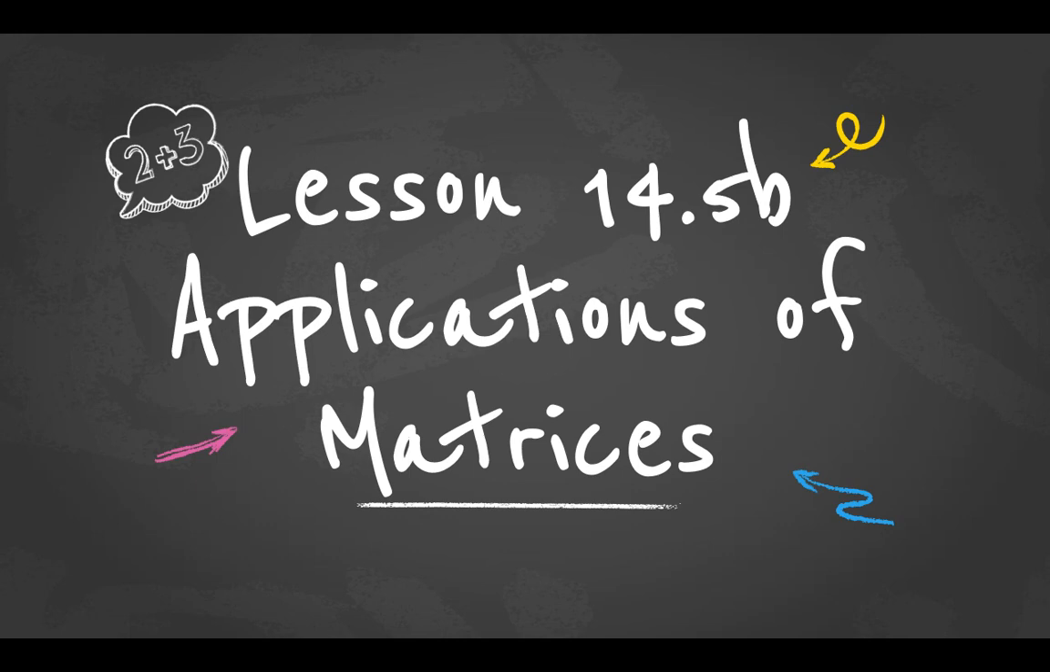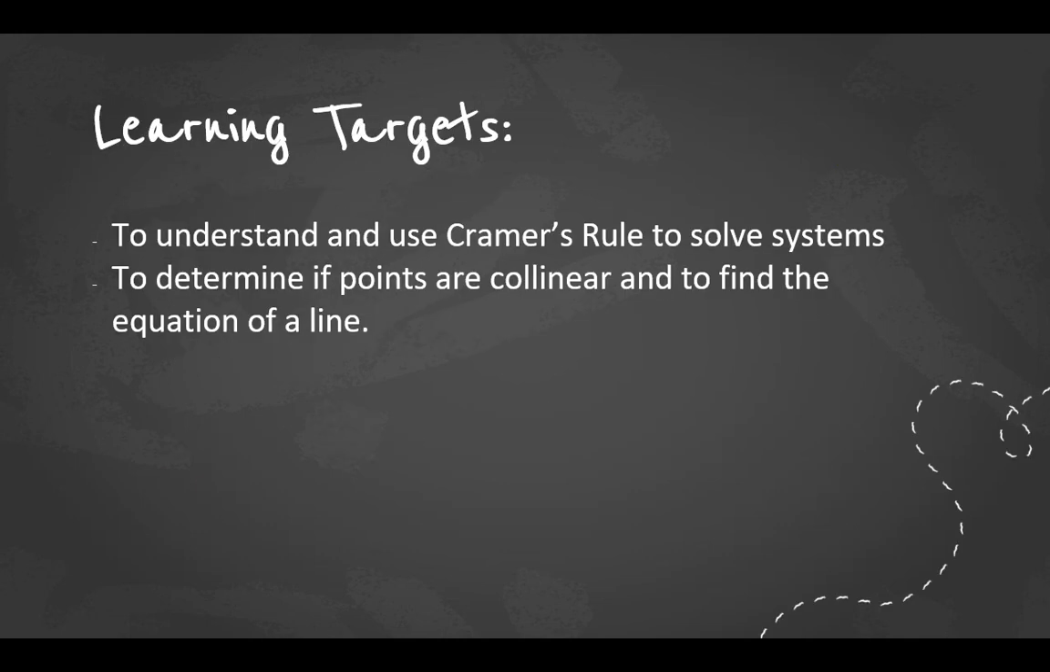So yesterday we talked about one application in matrices, and that was cryptography, coding and decoding. Today we're going to talk about other ways to use them. We're going to talk about Cramer's rule. I'm going to tell you what it is and how to use it to solve systems. We're going to talk about how to tell if points are collinear and finding the equation of a line.